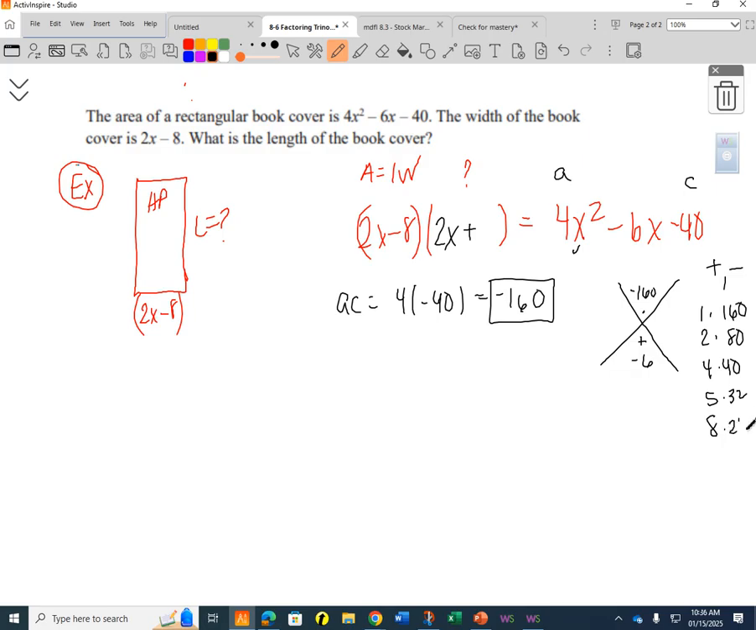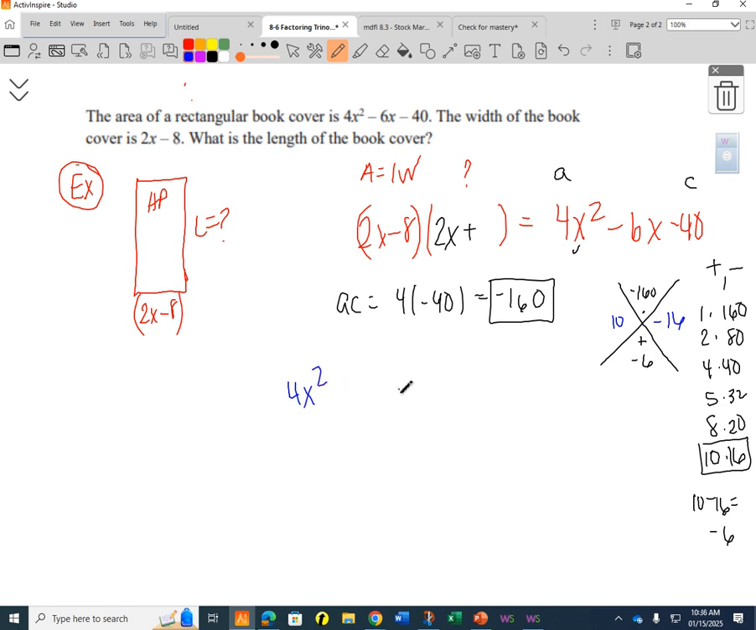8 times 20, 10 times 6, not 10 times 6, 10 times 16, right? Look at that one. Does that have a difference of 6? 10 minus 16 would be negative 6. So that is the pair of factors we need. So we need 10 and negative 16.